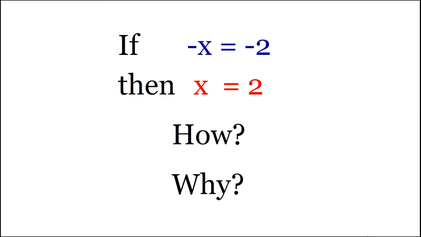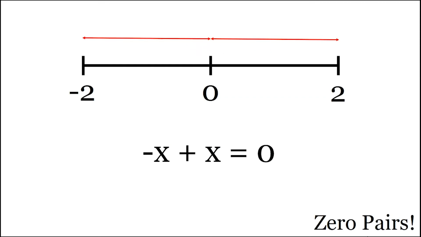Let's revisit the question. If negative x equals negative 2, then x should equal 2. So let's dig into how it is possible and the reasoning behind why it can be so. Let's see what we know so far.